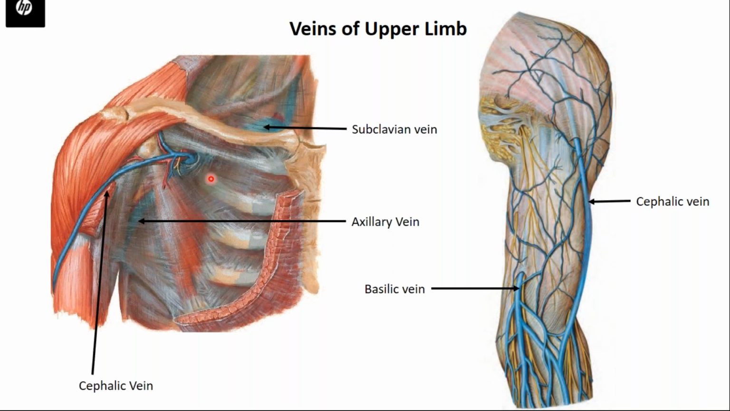This deep fascia is called the clavipectoral fascia, and you can see the cephalic vein passing below the infraclavicular fossa and piercing through the clavipectoral fascia. Then it continues down and drains into the axillary vein, and from the axillary vein it continues as the subclavian vein. Here also you can see the cephalic vein going between the deltoid and the pectoralis major.